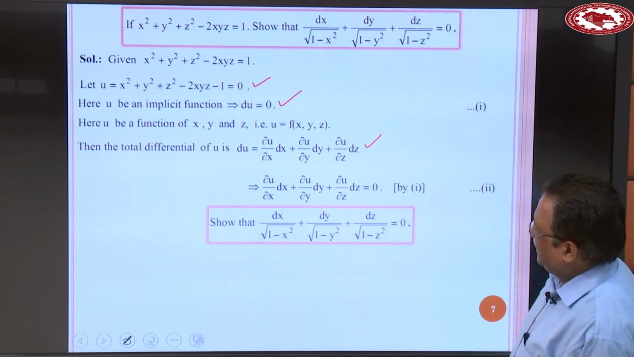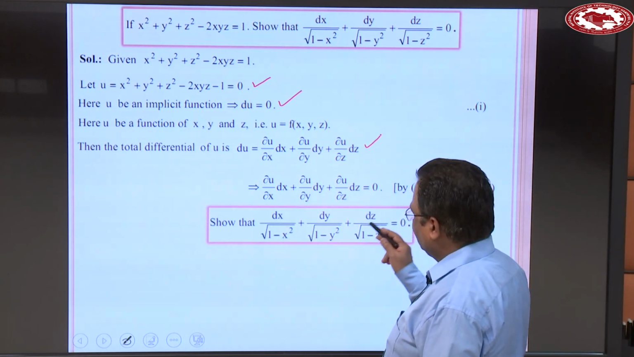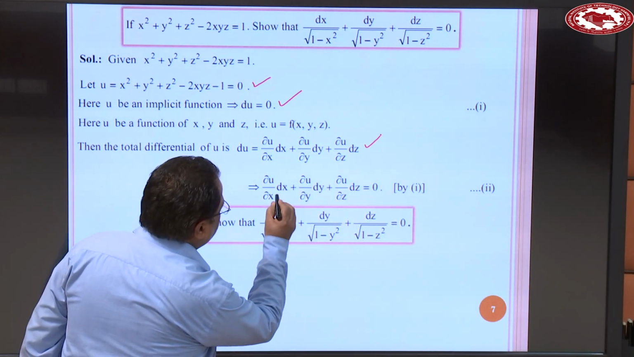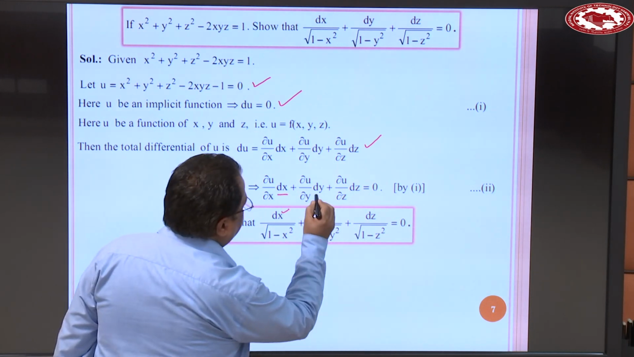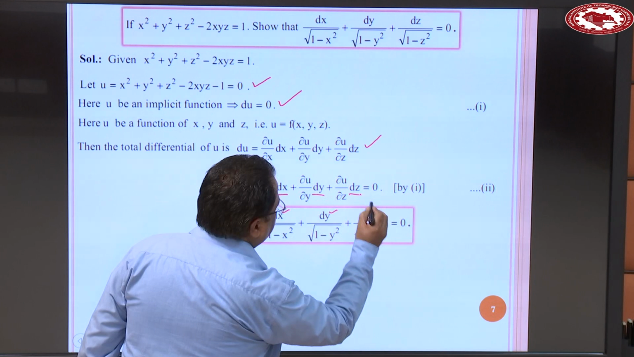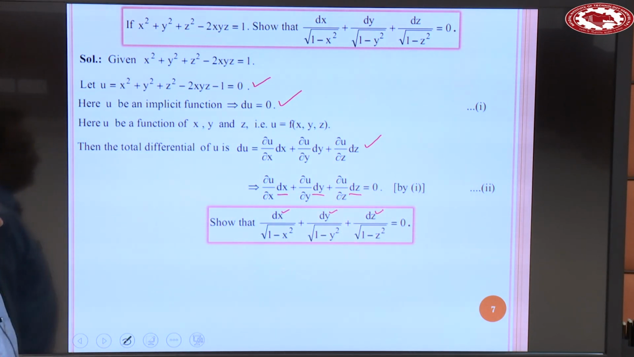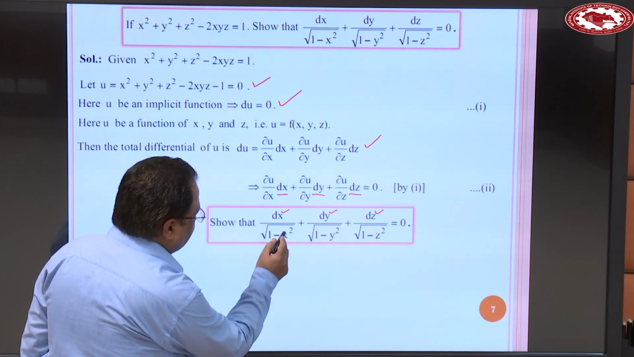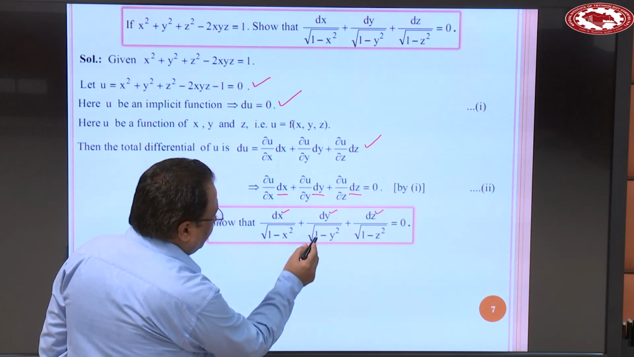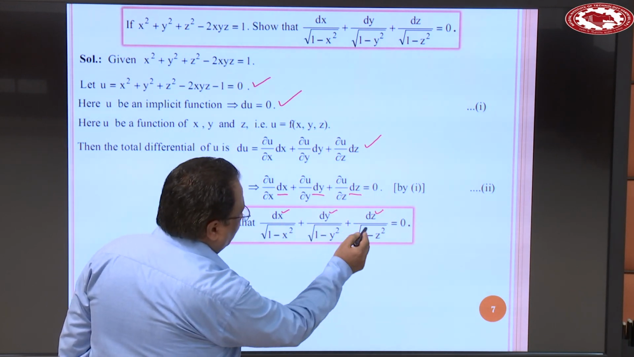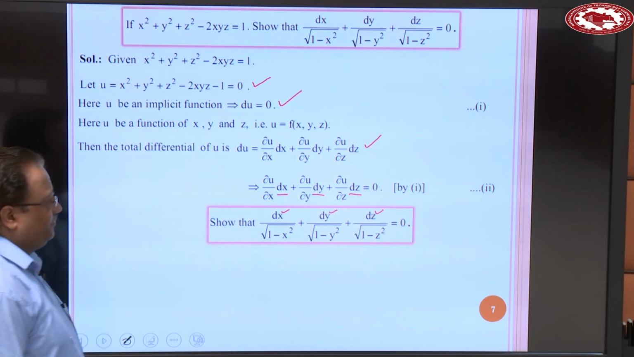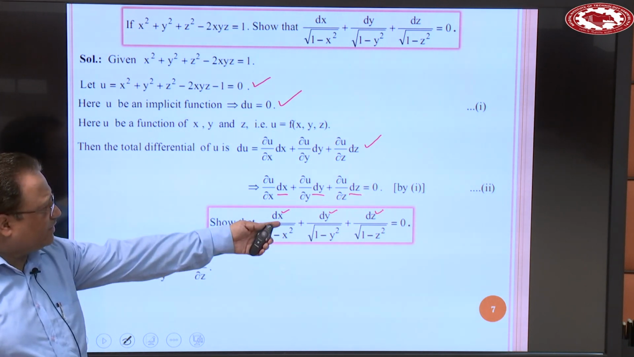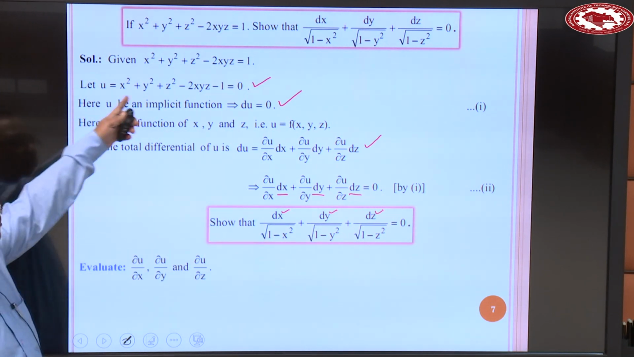Now, we have to show that dx over this plus dy over this plus dz over this. If you compare, this dx is this dx, this dy is this dy, this dz is this dz. This means you have to evaluate ∂u/∂x with 1 over √(1 - x²), ∂u/∂y with 1 over √(1 - y²), and ∂u/∂z with 1 over √(1 - z²). This we have to evaluate. So, calculate ∂u/∂x, ∂u/∂y, ∂u/∂z. We have given u is this.